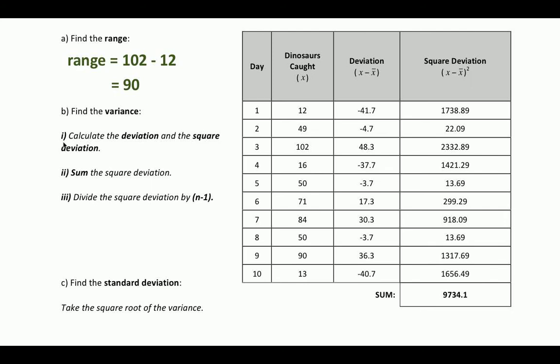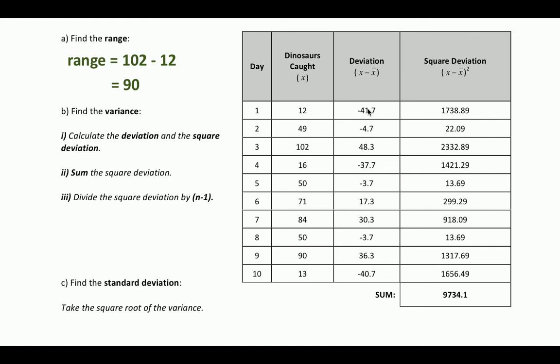And to do this, we've stepped this into steps. So what we need to do first is to calculate the deviation and then the square deviation. So for each one of these points, here on day 1, I caught 12 dinosaurs. Well, what's the deviation? How far away from the mean is that?